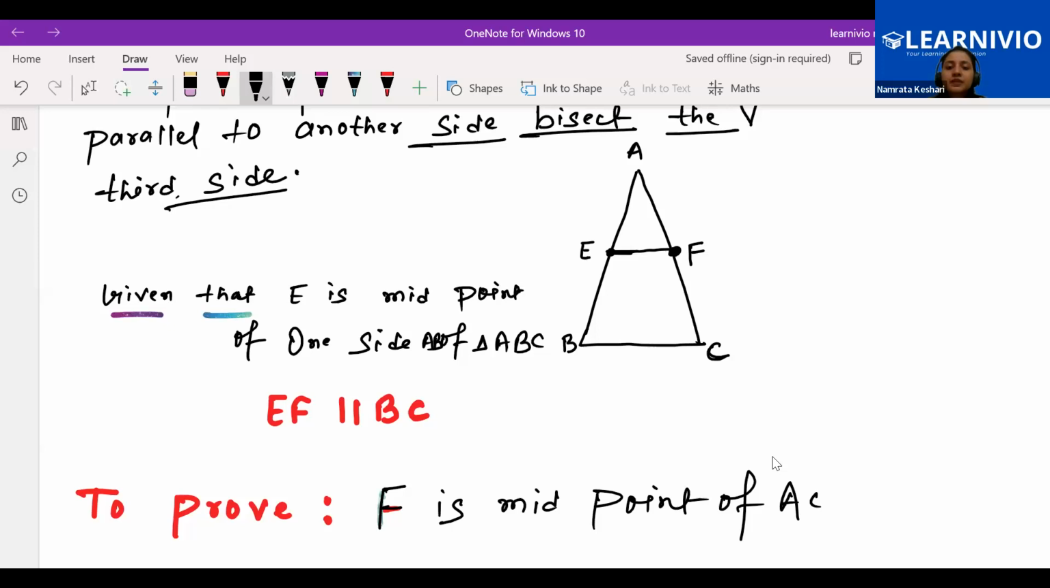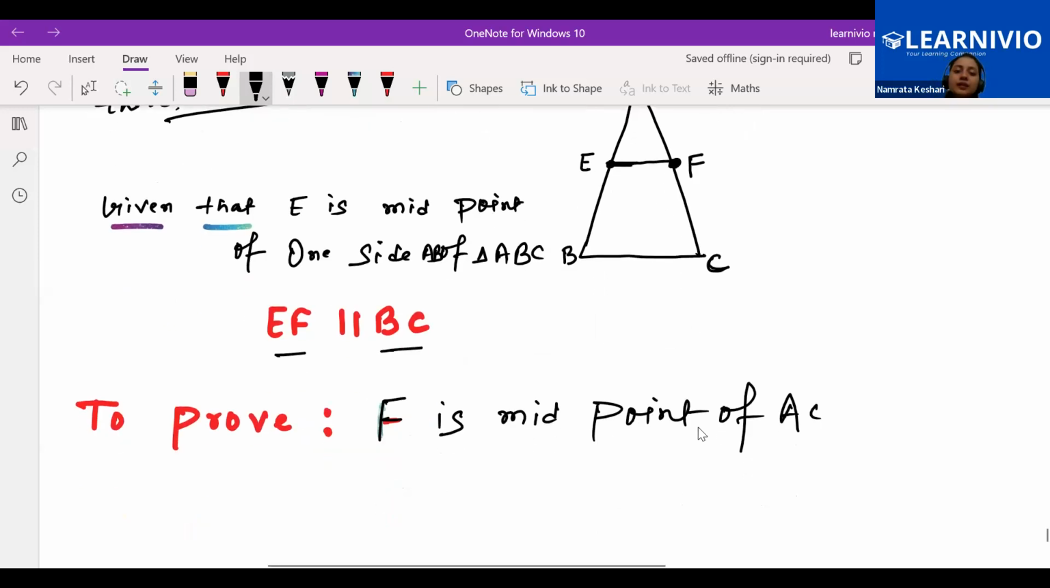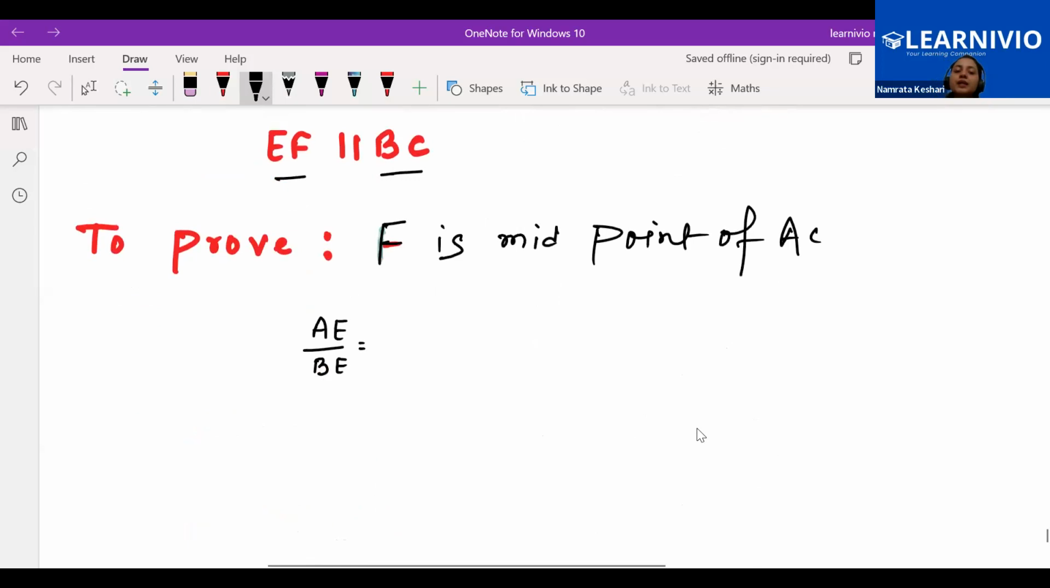Yes, anyone thinking about anything? What can be the possible approach? Can we use the basic proportionality theorem over there? Here it is written that EF is parallel to BC. So by the basic proportionality theorem, can we say that AE by BE is equal to AF by FC?